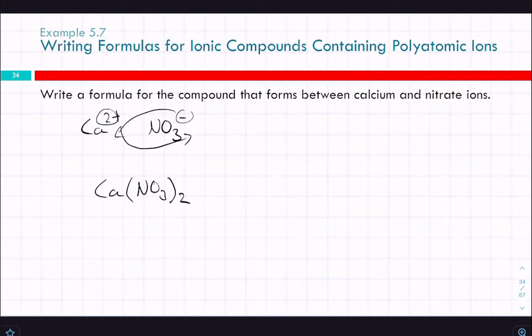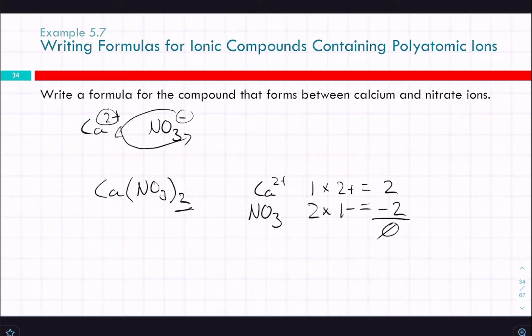So if we want, we can check the charges also. Calcium 2 plus, there's 1 of those times the 2 plus charge. And then nitrate, we have 2 nitrates times a 1 minus charge. This is going to be 2 and a negative 2, 0. So for these ones, I think it's easy enough to say that calcium has a 2 plus charge, nitrate has a 1 minus charge. We're going to need 2 nitrates to cancel out the 2 charge on the calcium.